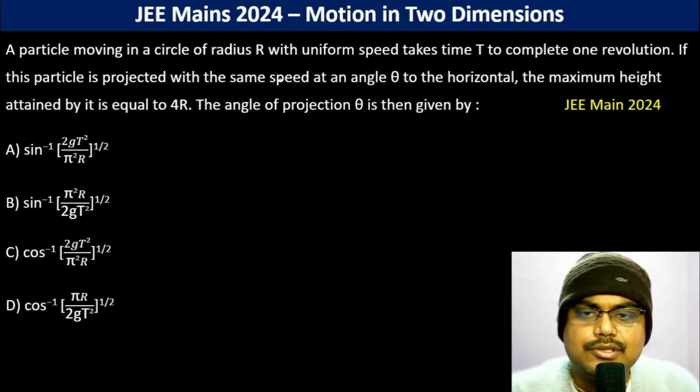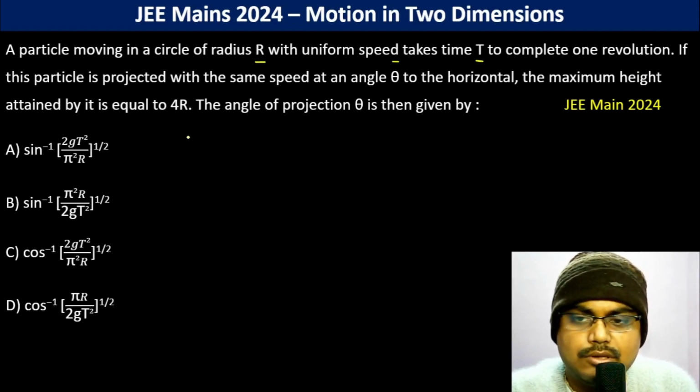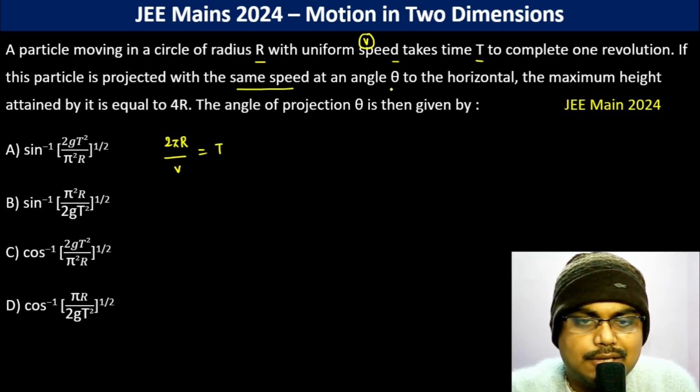A particle moving in a circle of radius r with uniform speed takes time t to complete one revolution. So 2 pi r divided by uniform speed, let's take it as v, so 2 pi r divided by v is equal to t. If this particle is projected with the same speed at an angle theta to the horizontal, the maximum height attained by it is equal to 4r.